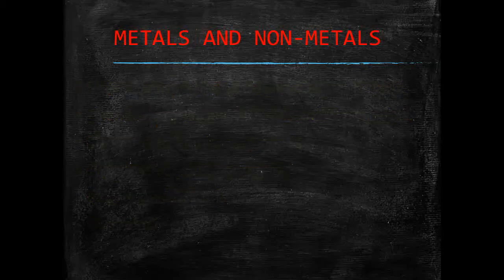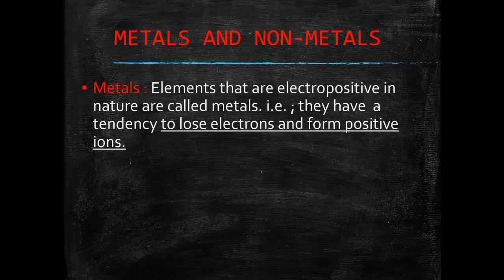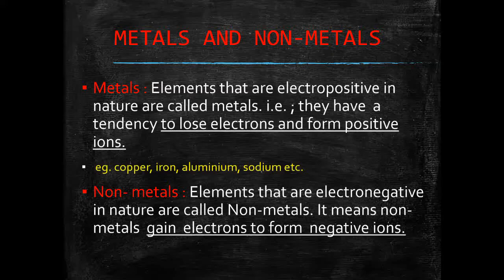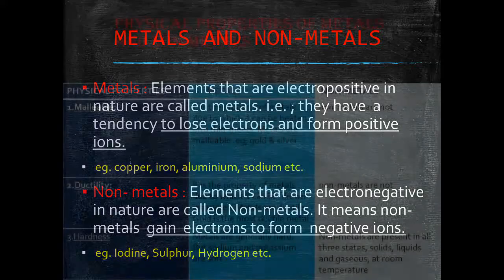So, what are metals? Elements that are electropositive in nature are called metals. That is, they have a tendency to lose electrons and form positive ions. For example, copper, iron, aluminium, sodium, etc. Non-metals are the elements that are electronegative in nature. It means non-metals gain electrons to form negative ions. For example, iodine, sulfur, hydrogen, etc.